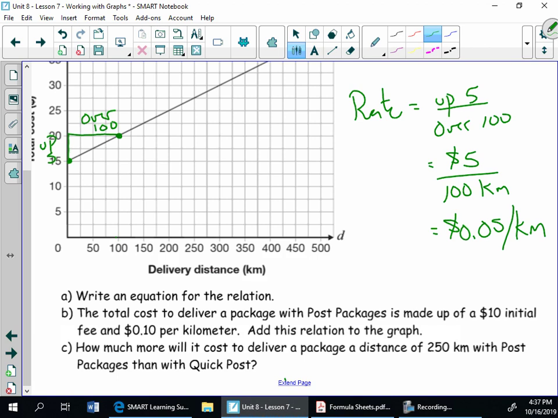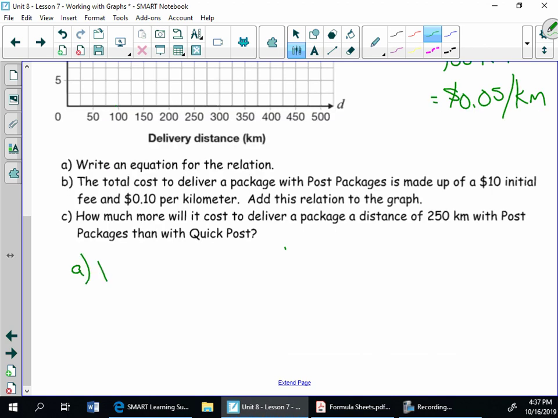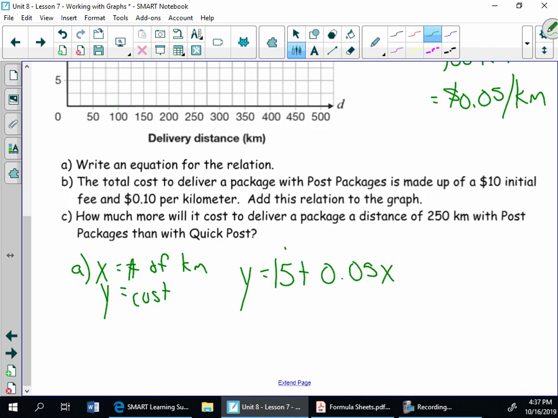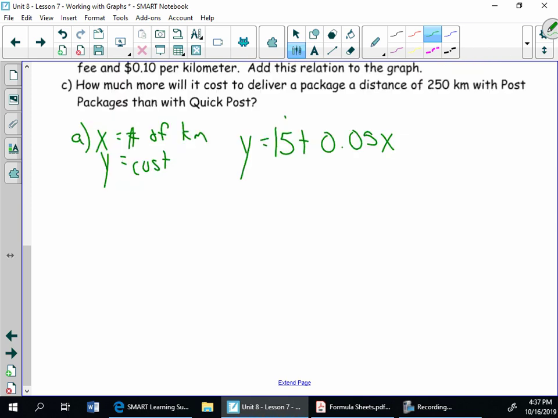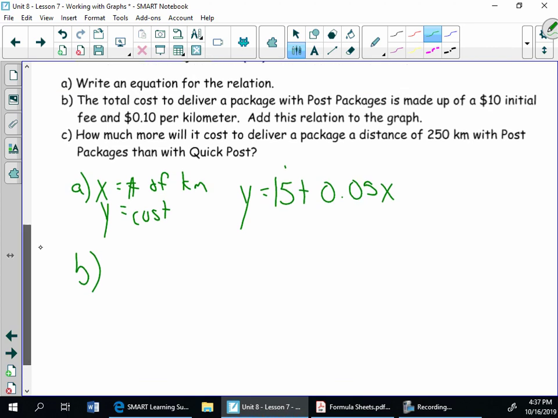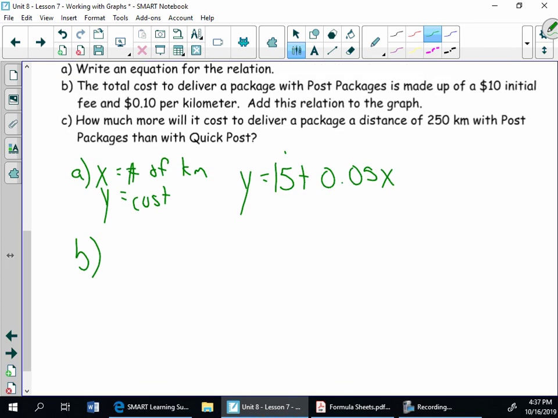Okay, let's make our equation. Same old things we usually do. X equals number of kilometers. Y is cost. Okay, on our graph we said the initial value was 15, plus, it's going up 5 cents for every kilometer we go. Okay, there's A done. Let's try B. The total cost to deliver a package with Post Packages, so a different company, is made up of a $10 initial fee and 10 cents per kilometer. Okay, so if I want to write that as an equation, that would be 10 plus 0.1x.